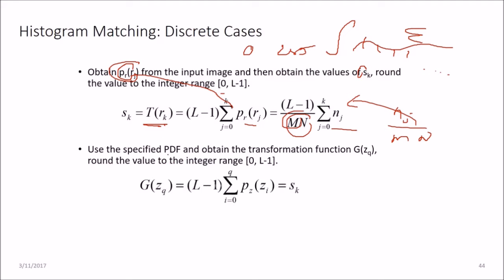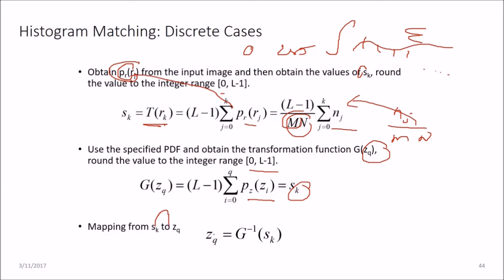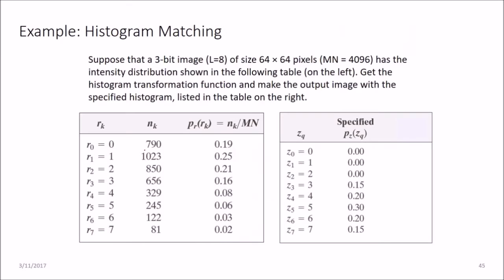So we use this specified PDF and obtain the transformation function G(zq) and round the value to the integer 0 to L minus 1. That is, G(zq) will be equal to L minus 1, sum over i from 0 to q, of PZ(zi), that is equal to Sk. And we map Sk to zq. zq will be equal to G inverse of Sk. Again, if you are not getting this, don't worry. We'll be taking an example.